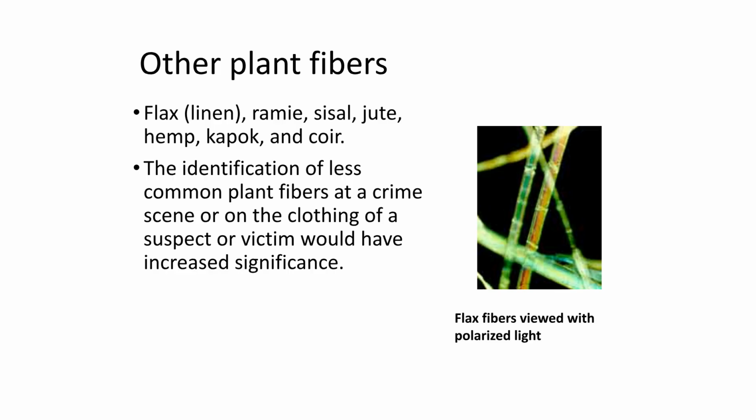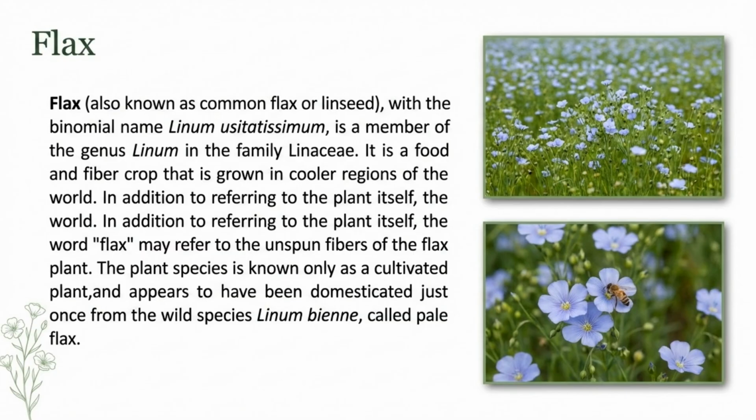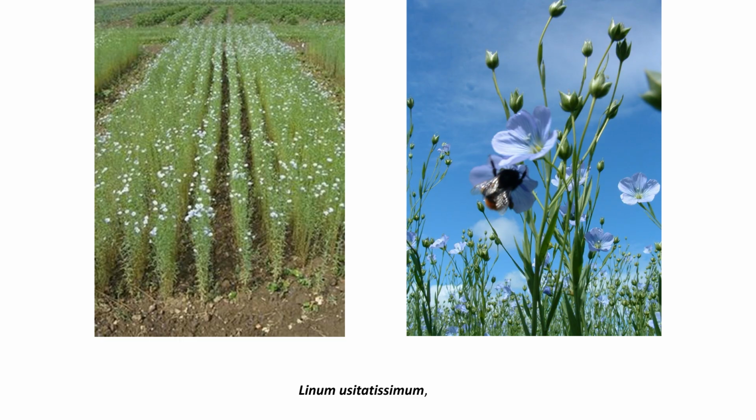Flax fibers, for example, exhibit distinct patterns under polarized light. Flax, or common flax, is a food and fiber crop grown in cooler regions. The word flax refers to both the plant and its unspun fibers. It is a domesticated plant from the wild species, Linum bienne. These images show the flax plant, Linum usitatissimum, in a field and a close-up of its characteristic blue flowers.